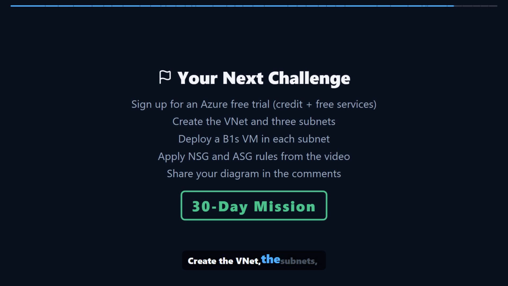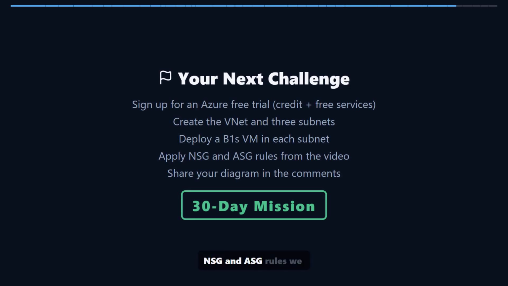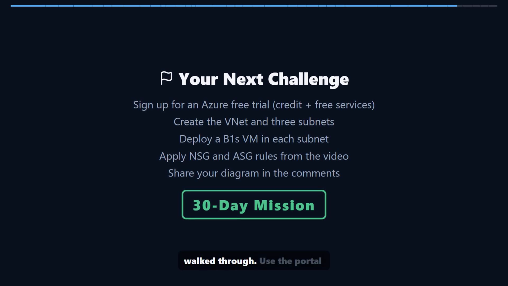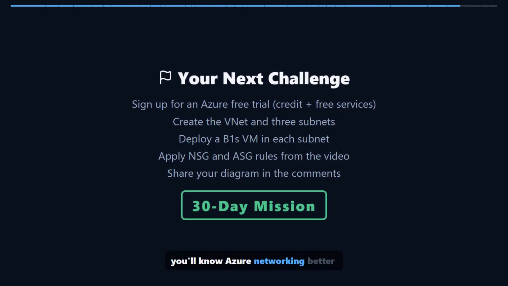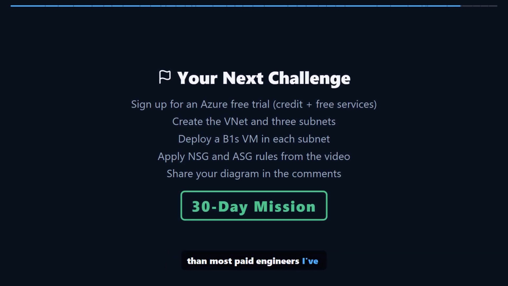Create the VNet, the subnets, deploy a tiny B1s VM in each, and apply the NSG and ASG rules we walked through. Use the portal and the CLI commands from this video. It's a 30-day mission. Finish it, and you'll know Azure networking better than most paid engineers I've met.